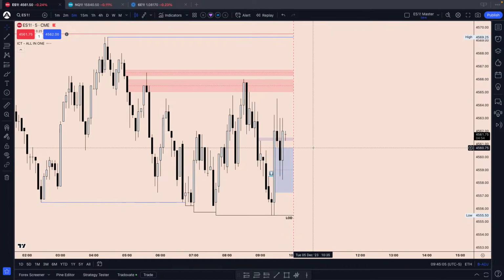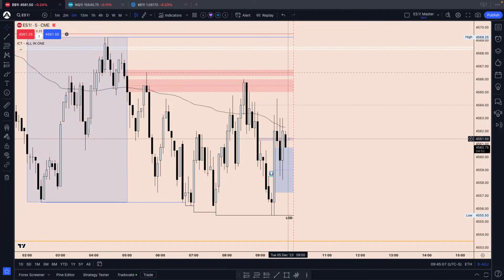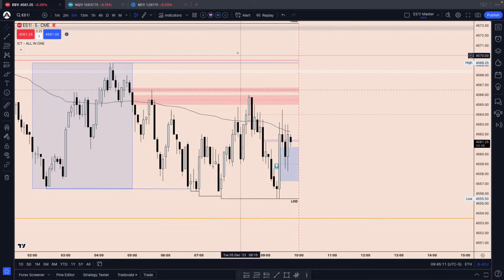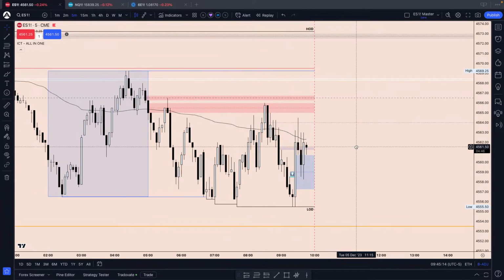Five-minute candle closed. Back above the bullish fair value gap. No, I'm not gonna engage. I'm fine for now. Let it do what it wants to do.